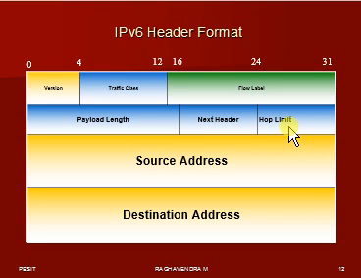Next is the hop limit, which is 8 bits. This replaces the time to live field in the IP version 4 header, and its name better reflects the way that TTL is used in modern networks.